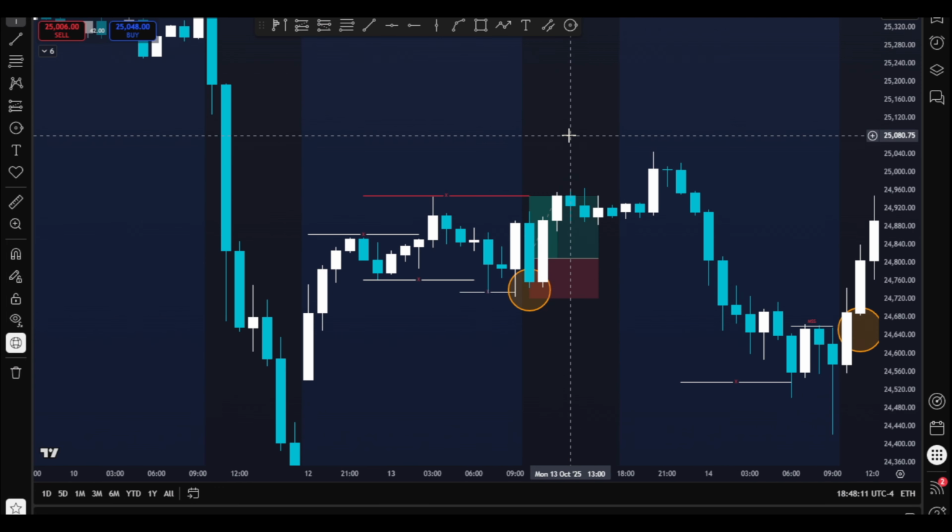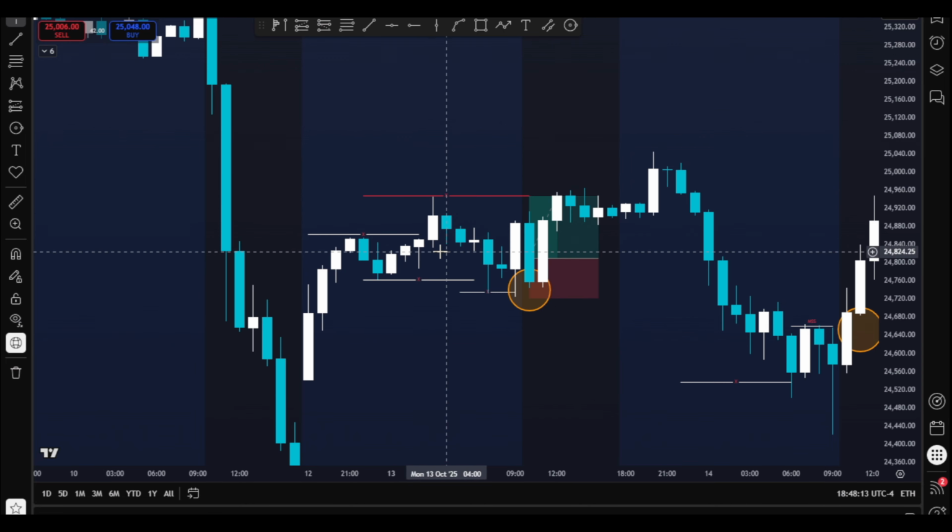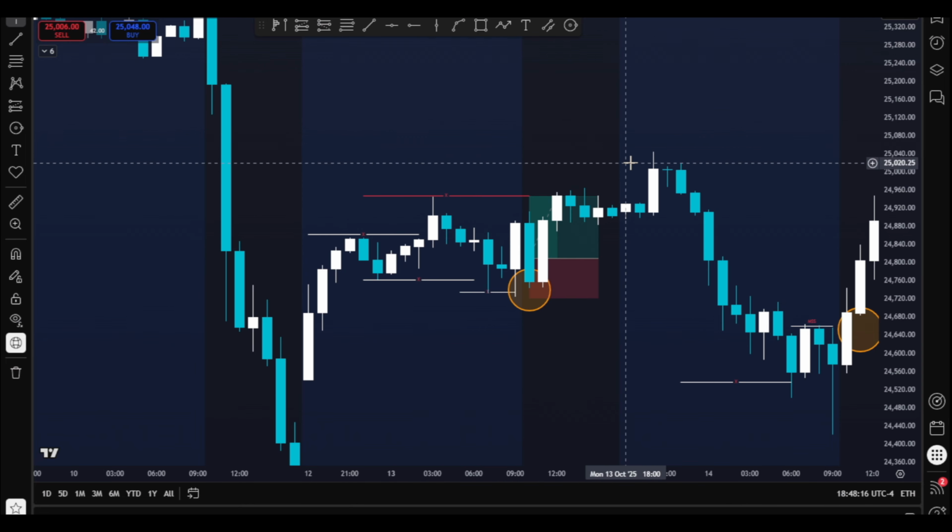But on this day, what you can still do to protect yourself is, after the sweep, you need to look for some sort of market structure shift, right? If there is no market structure shift, then you should not be looking for a trade. Okay.